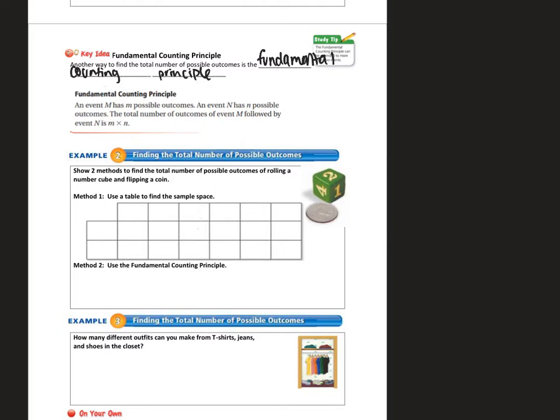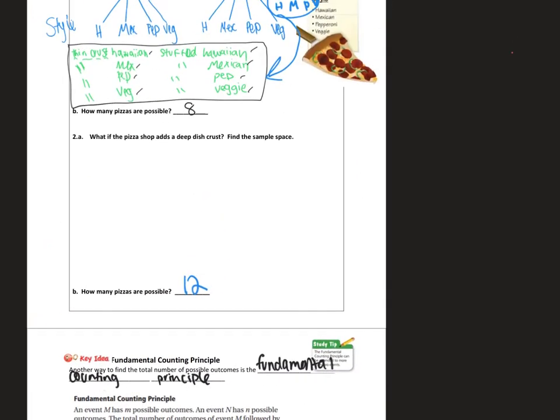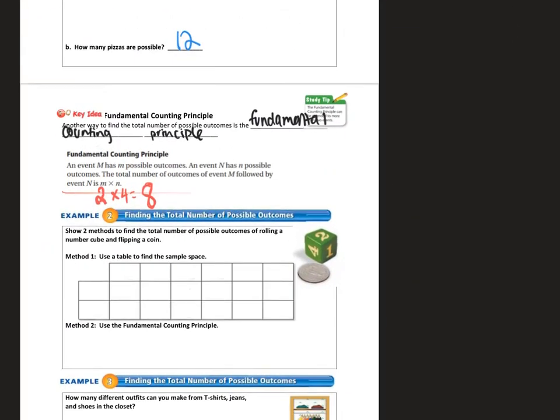So in the first example, we had 2 different types of crusts. So we would multiply 2 by the number of styles, which was 4. And we would get 8 different possibilities, okay? That matches what we got in B.